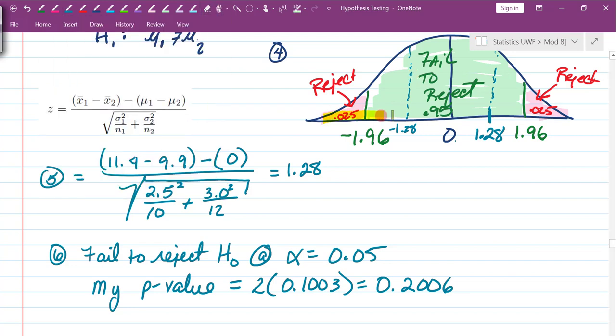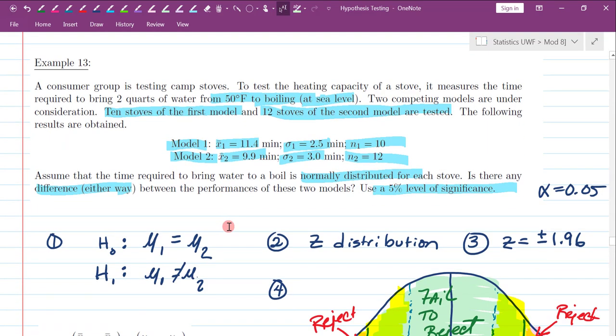I'm going to highlight it in yellow so you can kind of see. This is the area that we're looking at, and we're going to add it together to get our p-value. Okay, and our p-value, you can see, is huge. It's 0.2006. So we definitely fail to reject H0, and we can conclude that there is no difference between how long it takes for these two different camp stoves to boil water. Okay, so not a significant difference in time, so definitely buy the less expensive model in my opinion.